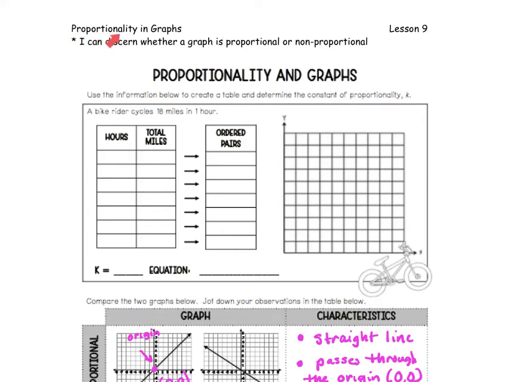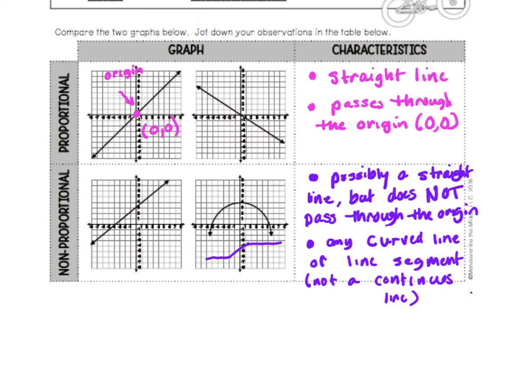Today's lesson is Proportionality and Graphs Part 2. This is Lesson 9, and our goal is: I can discern whether a graph is proportional or non-proportional. So we did most of this sheet yesterday, so I'm going to do a minute review on things that were covered yesterday, but it would be a very good idea for you to take time to complete yesterday's lesson. We skipped the upper part of the lesson and went straight to the heart of the matter.